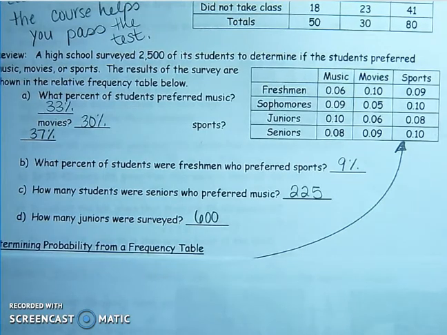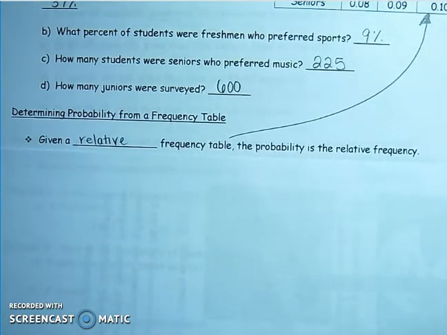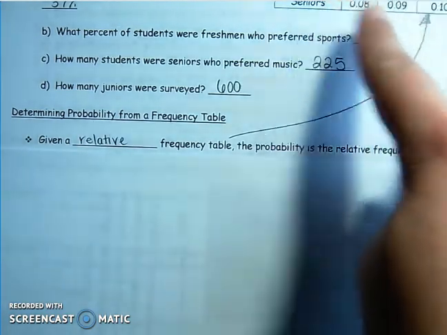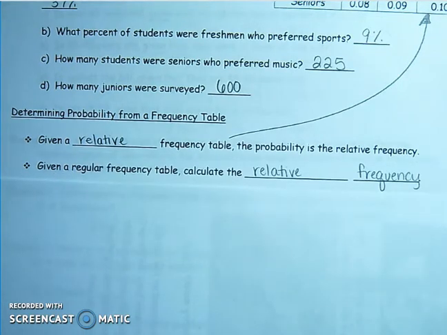If we determine probability from a frequency table, we need to know that given a relative frequency table, which is what is above, meaning all the answers are percents, then the probability is that relative frequency. So the 9% that represents freshmen who preferred sports means that there's 9% probability of choosing a freshman who preferred sports. If you're given a regular frequency table, so just a bunch of tallies, then we need to calculate the relative frequency, which means we need to take the frequency over the total, our traditional probability, before we can actually figure out that probability.